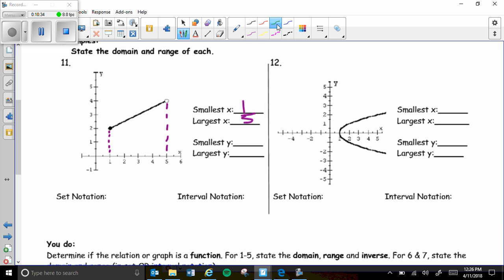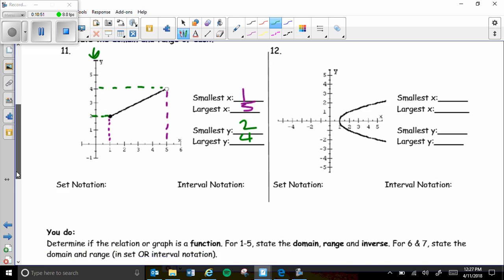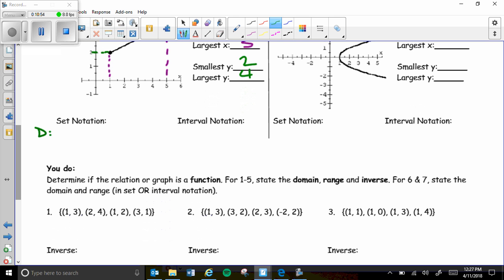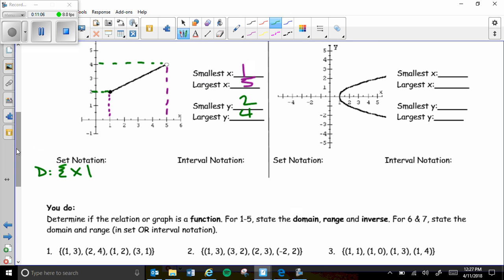Thinking about range, we're thinking about our y value, so I have to think about my y-axis. So I'm going to draw a horizontal line. I see a 2, and my largest y value is 4. Okay? And that's going to help us with writing set and interval notation. So for set notation, we'll start with domain. Remember, set notation is the one with braces. So we start the set of all, which variable represents domain, x, such that, now this example is a little tricky because we have two numbers that x could fall in between. It's between 1 and 5. So our smallest x is 1.